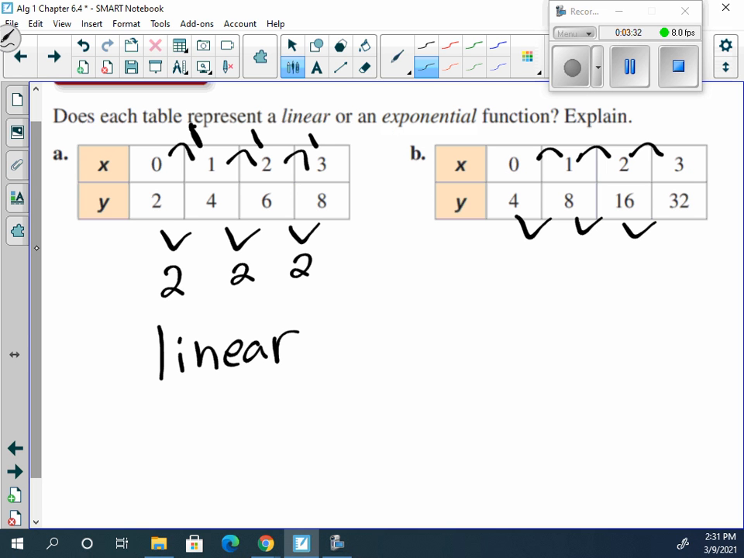Now let's look at letter B. So what's the change in x from 0 to 1 to 2 to 3? Well, the change is 1. We're adding 1 to each x number because if we add 1 to 0, we get 1. If we add 1 to 1, we get 2. If we add 1 to 2, we get 3. Now what's the difference in y? The difference between 8 and 4 is 4, because 8 minus 4 is 4. How about 16 minus 8? 32 minus 16?